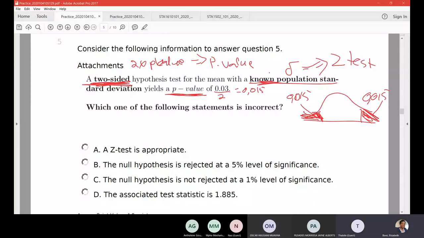And since we're using a p-value, the question talks about the rejection. Remember the decision when we use the p-value. We say if the p-value is less than alpha, we reject the null hypothesis. So you will need to go and find out if you're going to be rejecting the null hypothesis based on those p-values and those alpha values.